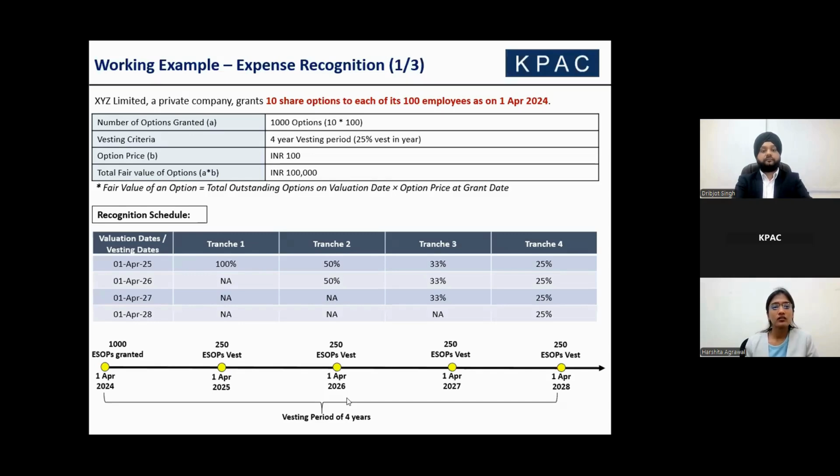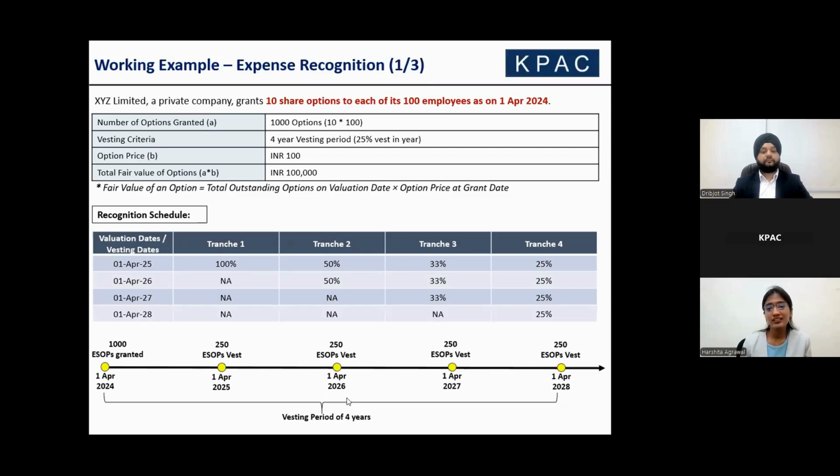Looking at the recognition schedule, options don't vest all at once. So the company doesn't recognize the entire 1 lakh immediately. Instead, the cost is spread across 4 years based on a graded vesting approach, which means that a higher portion of expenses is recognized in the earlier years. Now, as we can see in this table, for tranche 1, since these options fully vest in year 1, 100% of this cost is recognized immediately.